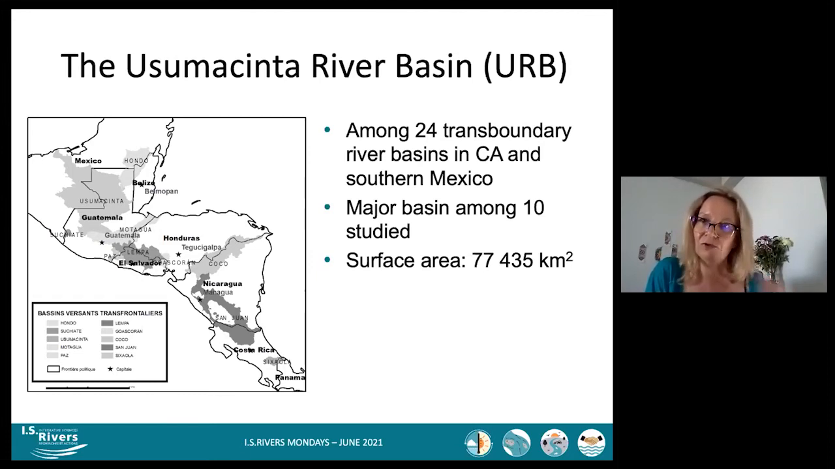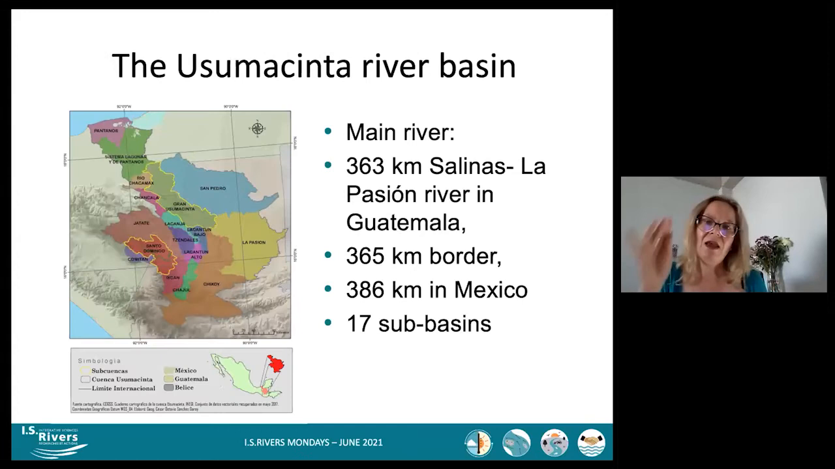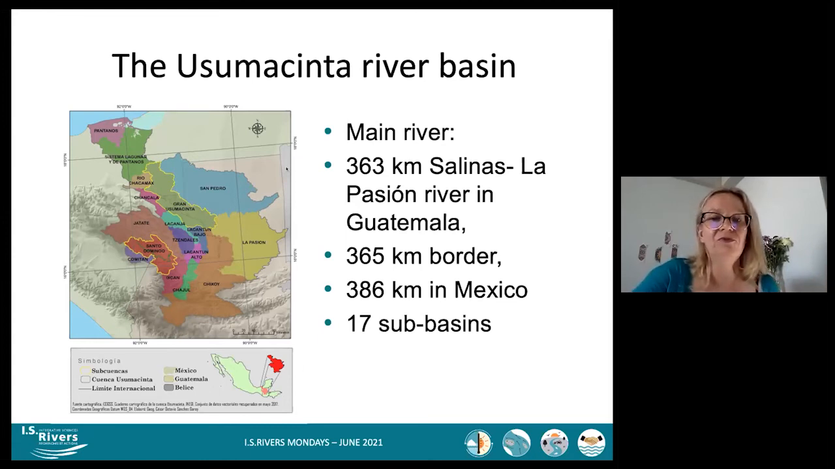This river basin has the most powerful river in the area. So we're in the deepest parts of Mexico and Guatemala, at the border between North America and Central America. The Usumacinta River Basin comprises 17 sub-basins, as you can see in the different colors on the map. It can be described in three main sections.